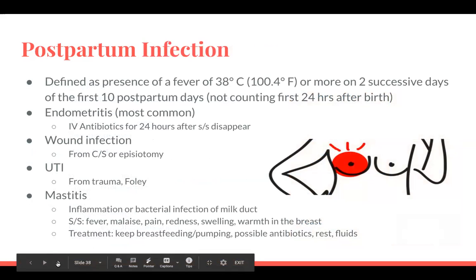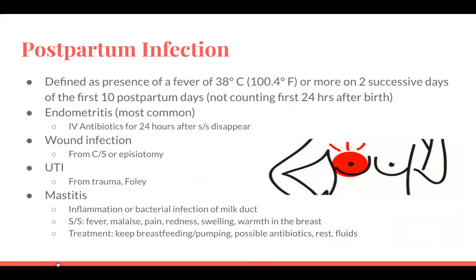So postpartum infection. That's defined as the presence of a fever of 100.4 for more than 2 successive days of the first 10 postpartum days, not counting the first 24 hours after birth. So there is endometritis. I would just be aware of some of these. For that, you're going to give IV antibiotics for 24 hours after signs and symptoms disappear. Wound infection from the C-section or episiotomy, UTI from trauma or the Foley, and then mastitis.